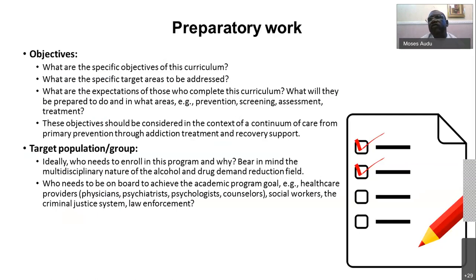And if you look at most recovery support, you just let the person go. When you talk about the continuum of care, the aftercare or the continuum of this recovery program is not even taken into consideration. So now we know that it is a continuum, and we need to know where we are actually participating in this. Whether we want to start with the prevention or just assessment or treatment and the rehabilitation, or want to be doing a support program. So these are key questions that we have to ask, and the objectives.